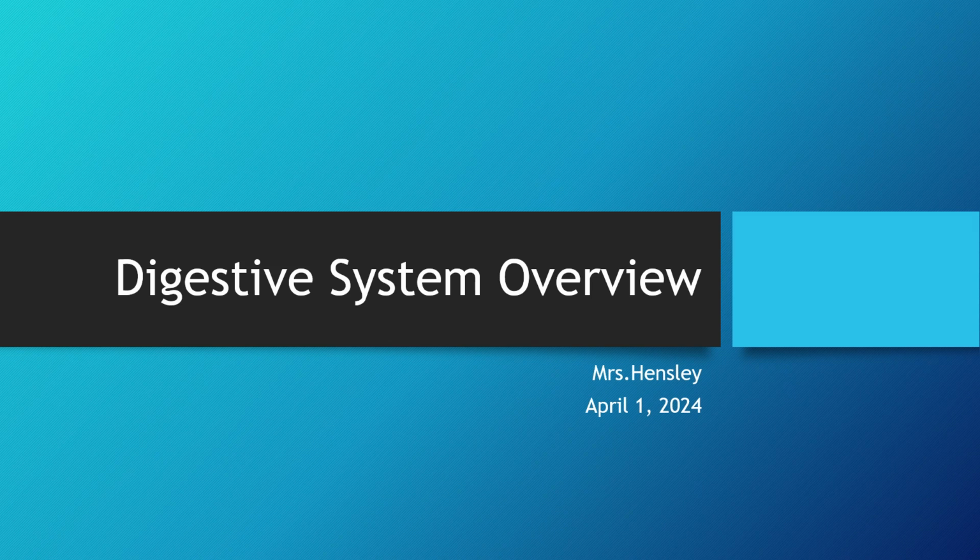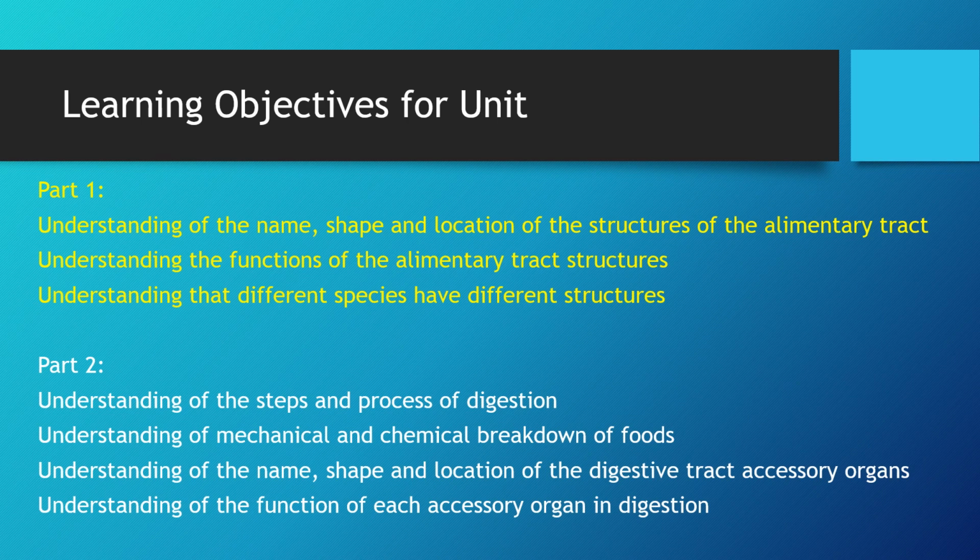Let's go ahead and take a look at the digestive system together. So, learning objectives for the entire unit. We're going to break this into two parts. Part one is in yellow, which is going to be this slideshow, and then part two will be in a second slideshow. But we're going to look at the name, shape, and location of structures of the alimentary tract.